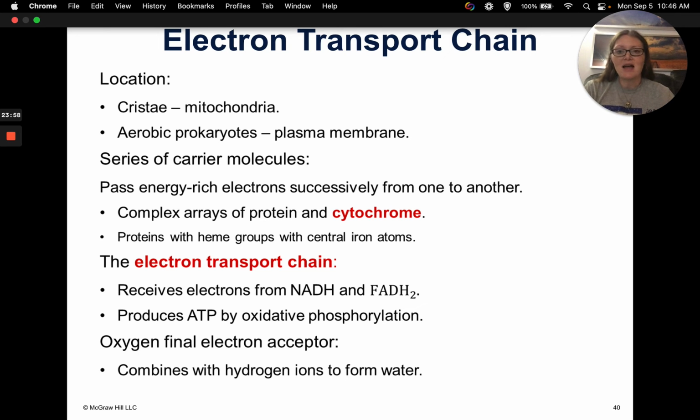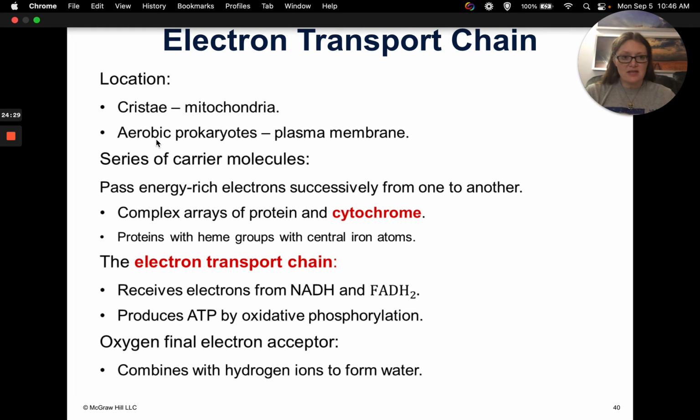All right, so last and arguably the most important part of cellular respiration is that electron transport chain. With that electron transport chain, we're going to have it take place in the mitochondria and the cristae, which is the folded area. And the aerobic prokaryotes are going to have this within their cytoplasm, but this is the plasma membrane of the mitochondria.